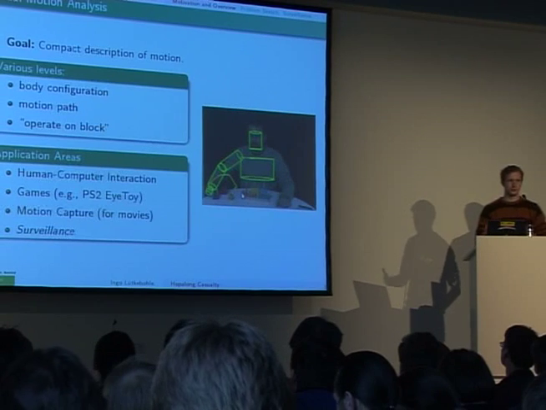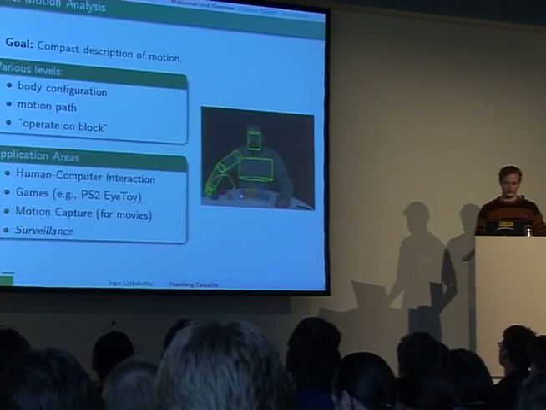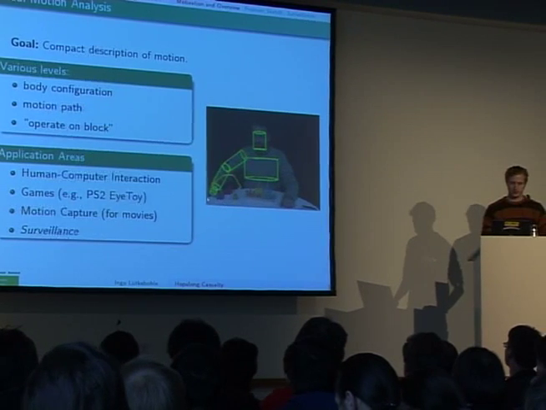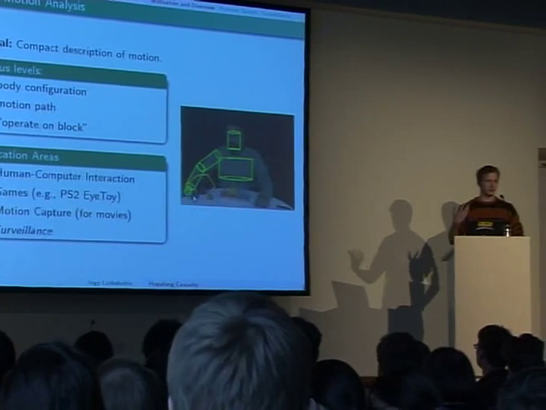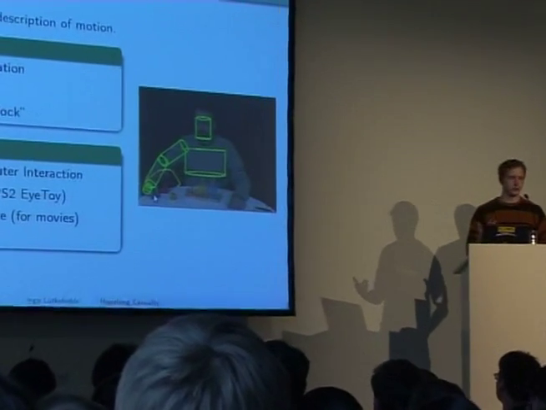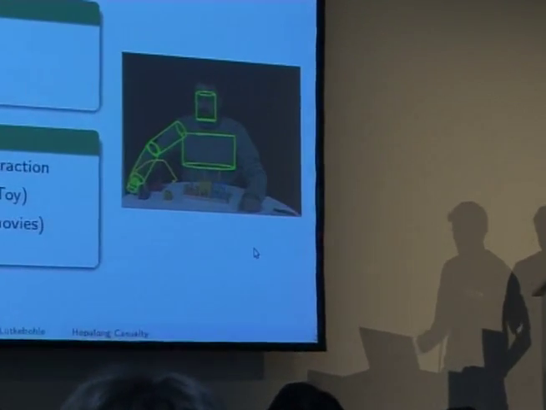And last but not least, and probably the most familiar way to humans, is an operation on the block. The block is the one he has here in his hand, and he operated on it in some way. And this is most natural to humans, but it's the most difficult way for a computer to do.